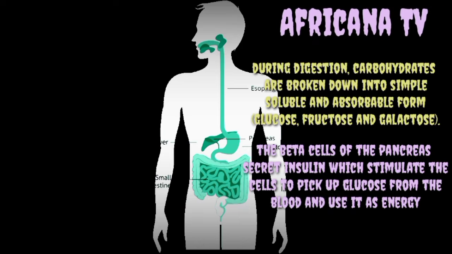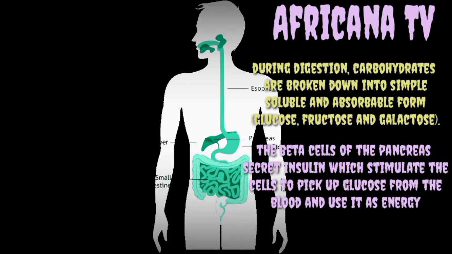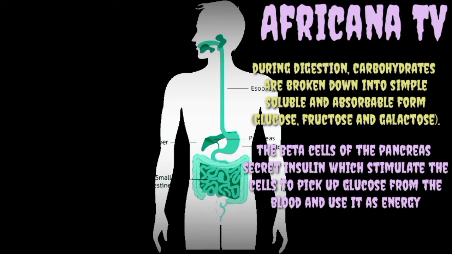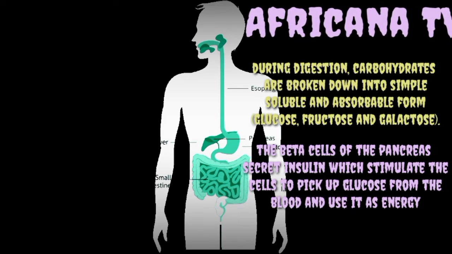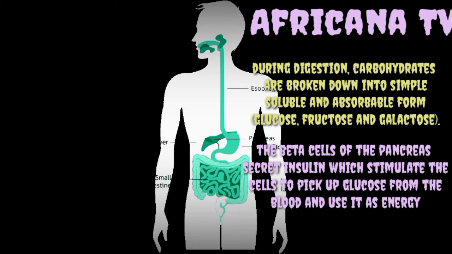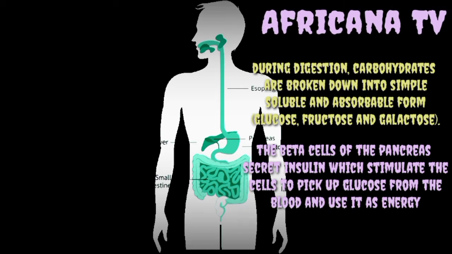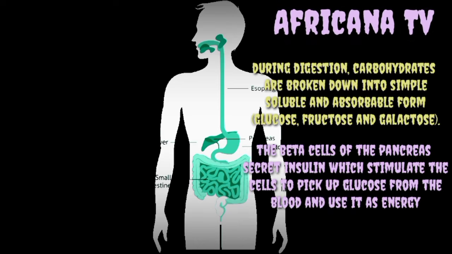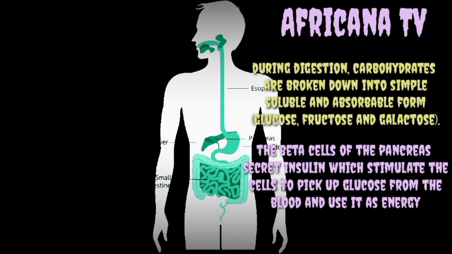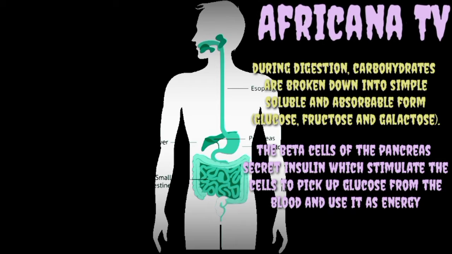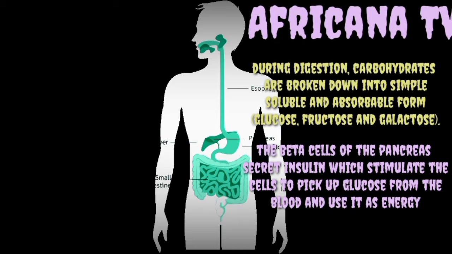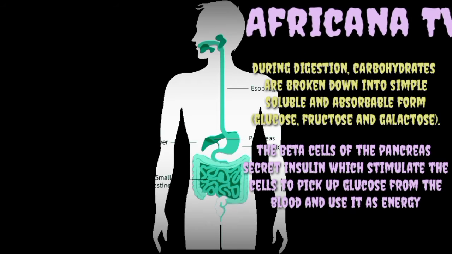We learned that the pancreas helps in the absorption of glucose into our body system. When the pancreas is not able to help the body system absorb glucose, it leads someone to have diabetes. The beta cells of the pancreas produce insulin, and insulin stimulates the cells to absorb glucose and use it as energy.